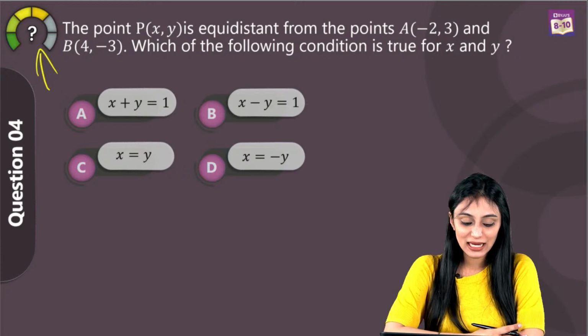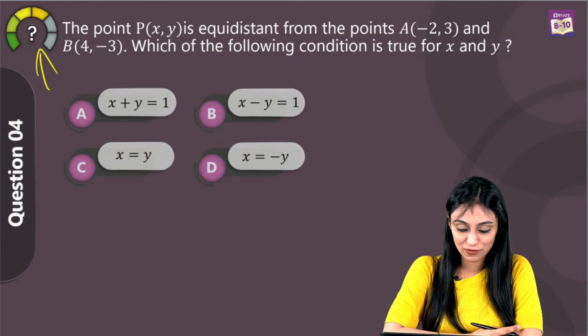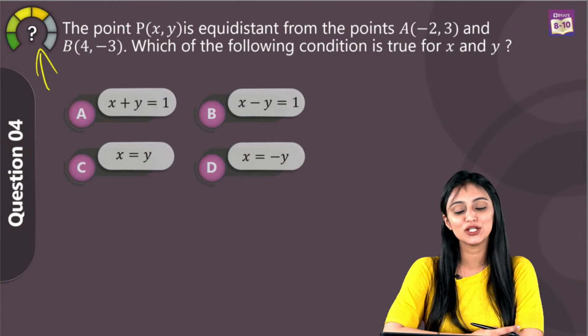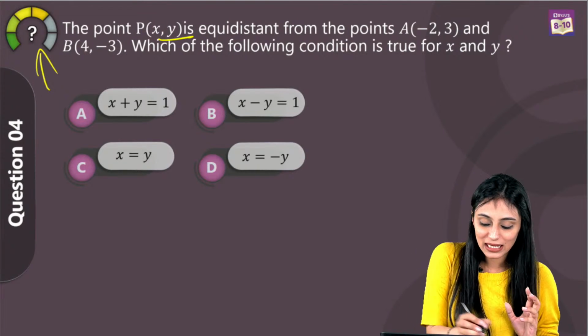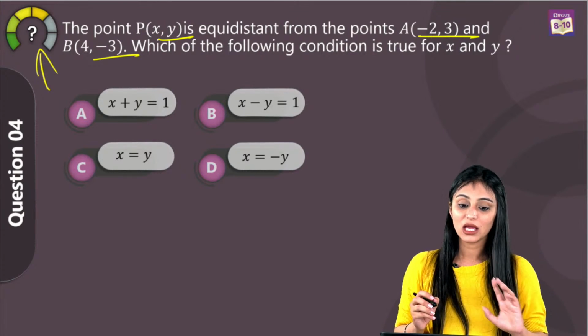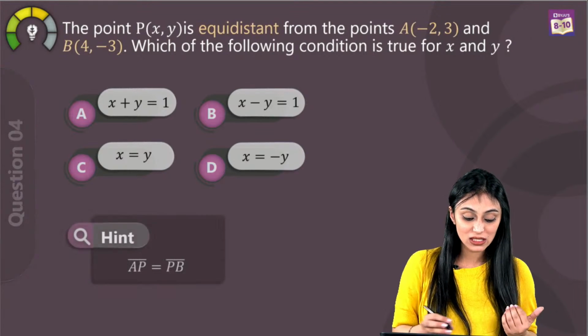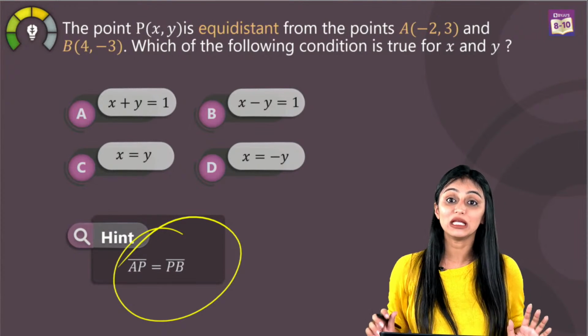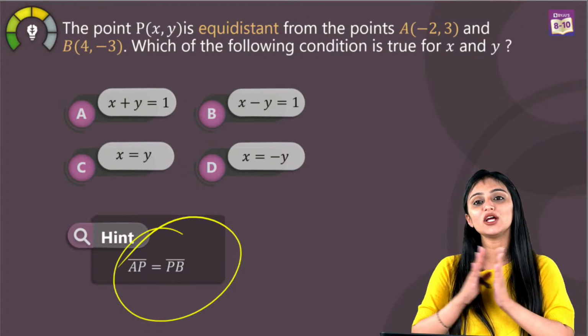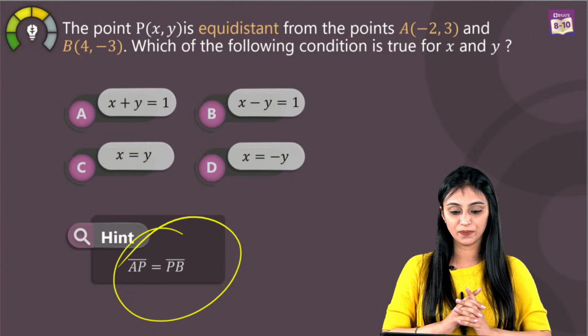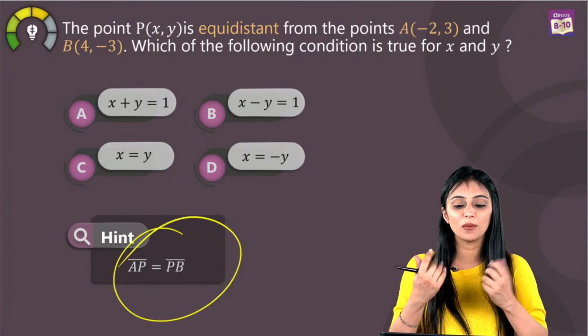The point P (x, y) is equidistant from the points A (-2, 3) and B (4, -3). Which of the following conditions is true for x and y? Now, first thing over here, this point P is equidistant from A and B. That means AP and PB are going to be equal in this case, right? You tell me which formula should I use here to find this out? It's equidistant. Which formula can we use here?